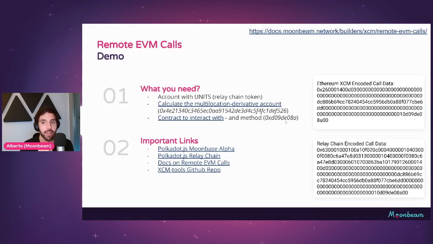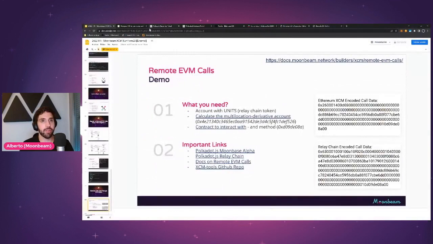And we're going to use this method. This is the selector of the method, which is just a simple incrementer. It's going to increment the value by 1. This is an encoded call data, because we're going to go through it a little bit quicker. And then we have important links down here in case you want to check this out some other time. So I'm going to skip out of the presentation mode.